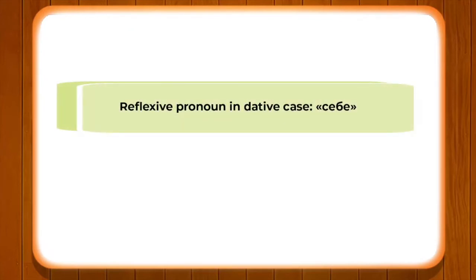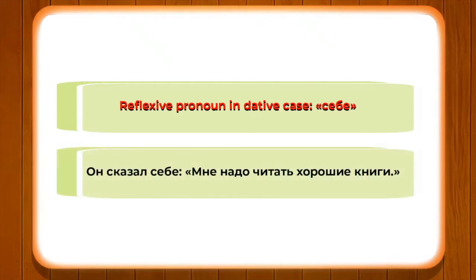Now, we will discuss the reflexive pronoun in the dative case. For the reflexive pronoun in the dative case we use себе, which means to oneself. Он сказал себе, мне надо читать хорошие книги.